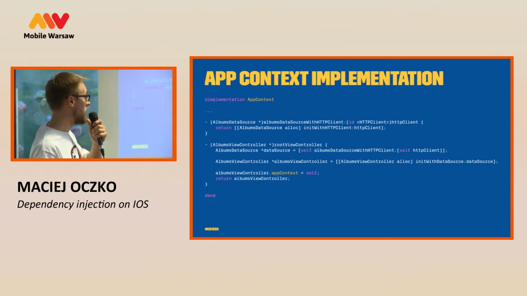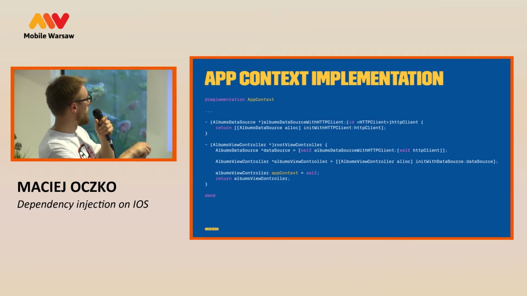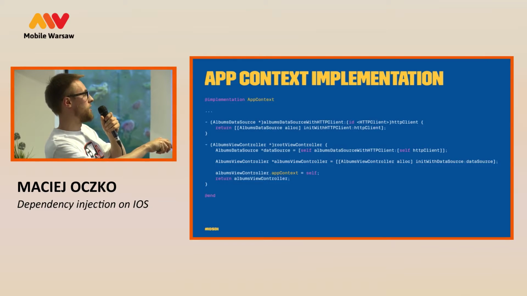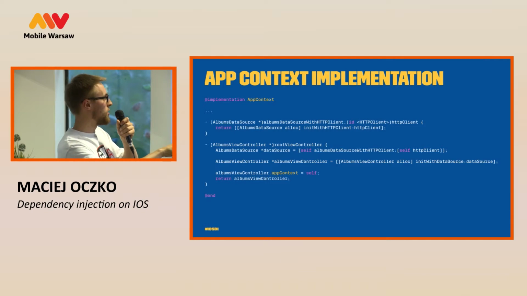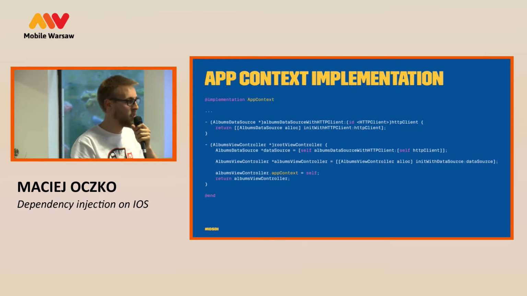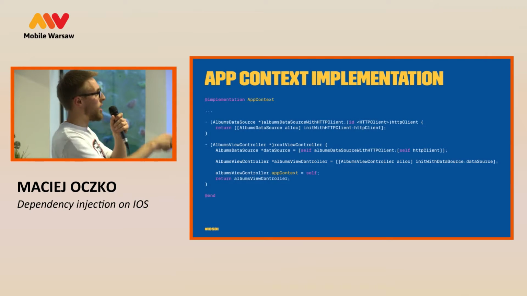How may we build it? Let's focus on the second method. Here we have just simple creation of this object. We use a data source because we are smart and good engineers. So here is a data source, which may even require some HTTP client.